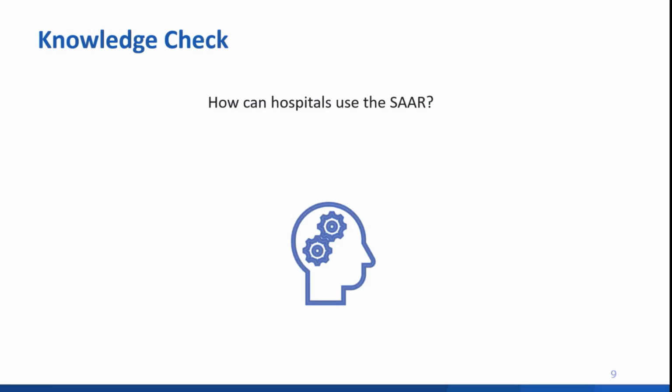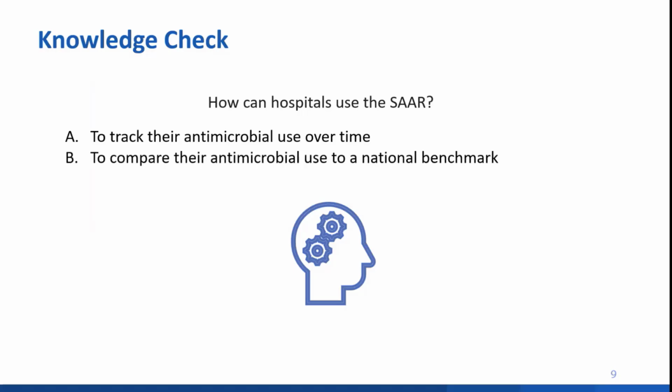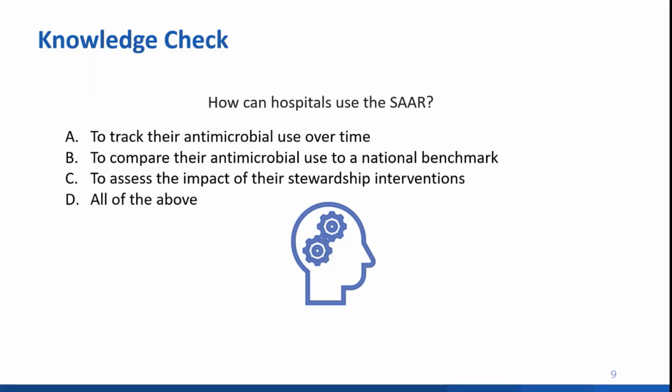So now we'll move into our first knowledge check. So how can hospitals use the SAAR? A, to track their antimicrobial use over time. B, to compare their antimicrobial use to a national benchmark. C, to assess the impact of their stewardship interventions, or D, all of the above. And I'll give you a moment here to think through your answer.